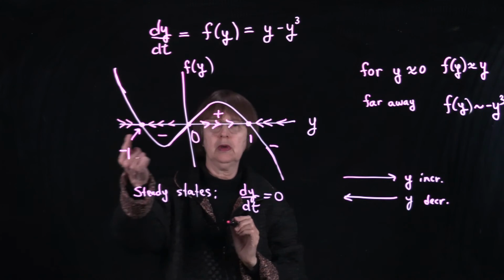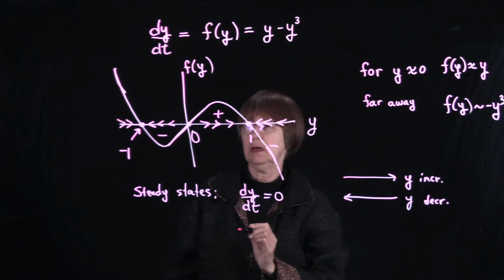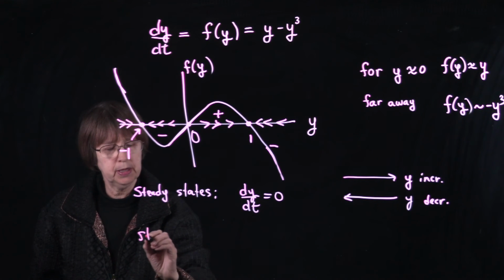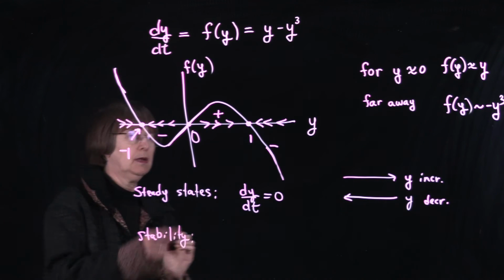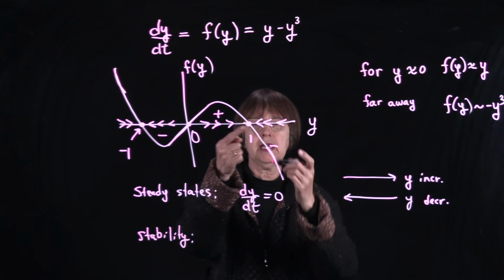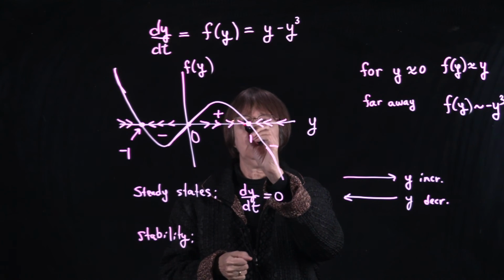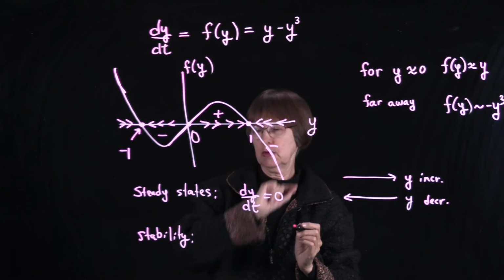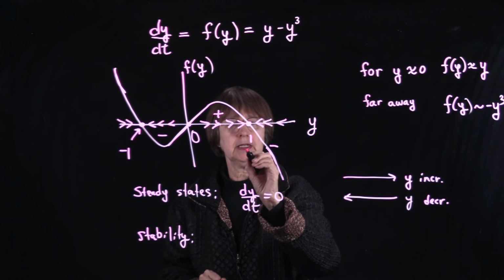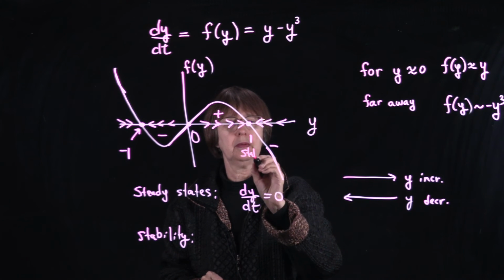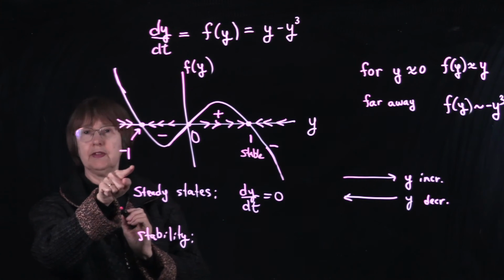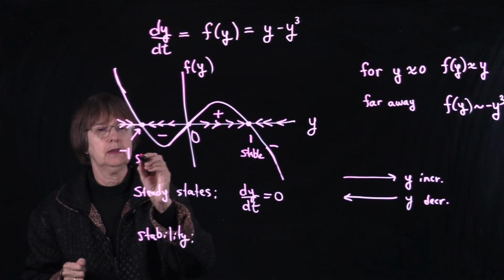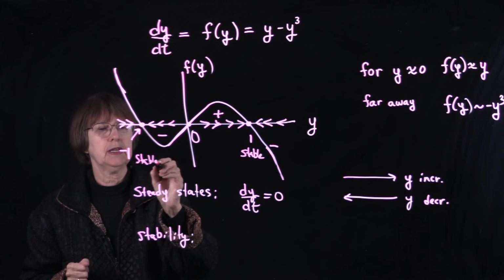So altogether, we found the steady states, and we found the directions of motion, and now we can say something about stability. Notice that when we get close to this steady state, all the arrows point inwards, which means if we start nearby, we get closer and closer. And therefore, this steady state will be called stable. The same is true of the steady state at minus 1. The arrows point towards it. Again, this makes it a stable steady state.